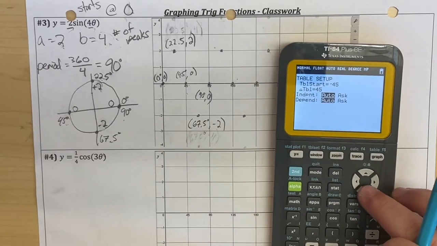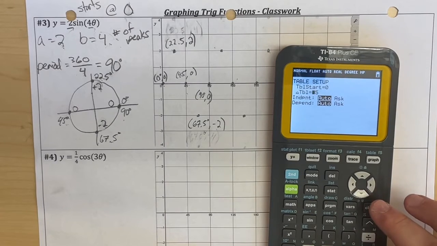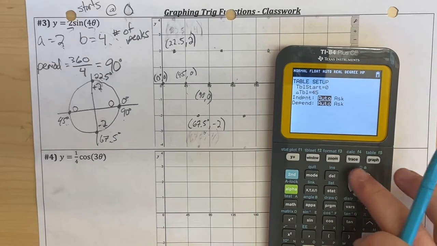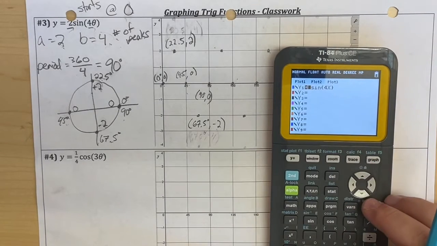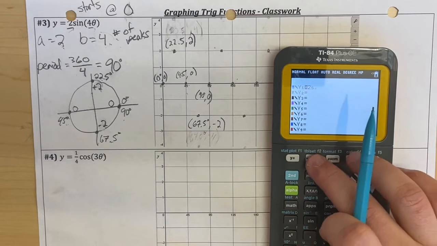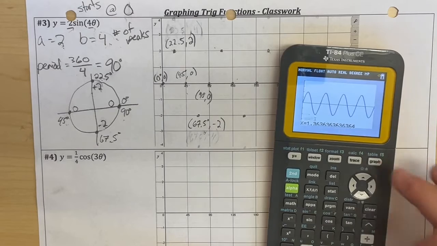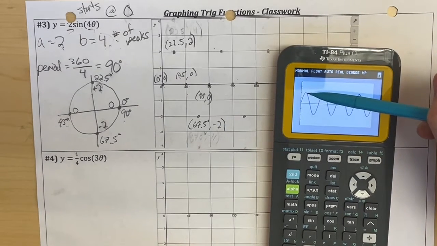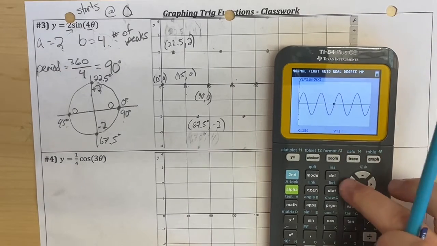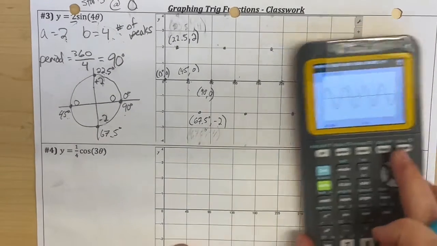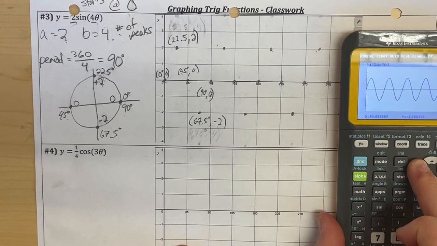So let me do second table set. Start at 0, change of table is 45, so let's do that, and let's hit y equals. So again, I'm going up to 2 and down to -2. Again, I can hit that trace. Since that table wasn't working out for me, I can at least hit that trace button. So I'm saying, okay, let's double check these values first. That way we're good.